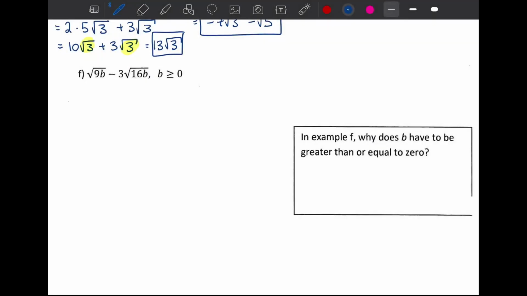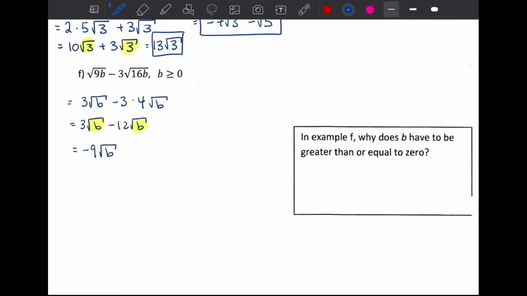Part F. First, I would like to simplify this part because that is a perfect square. So we have 3 root b, and I know this part, 16, is a perfect square. We have 3 times 4 root b. This becomes 3 root b minus 12 root b. And now we have like radicals, so we can just subtract the coefficients. So we have negative 9 root b.